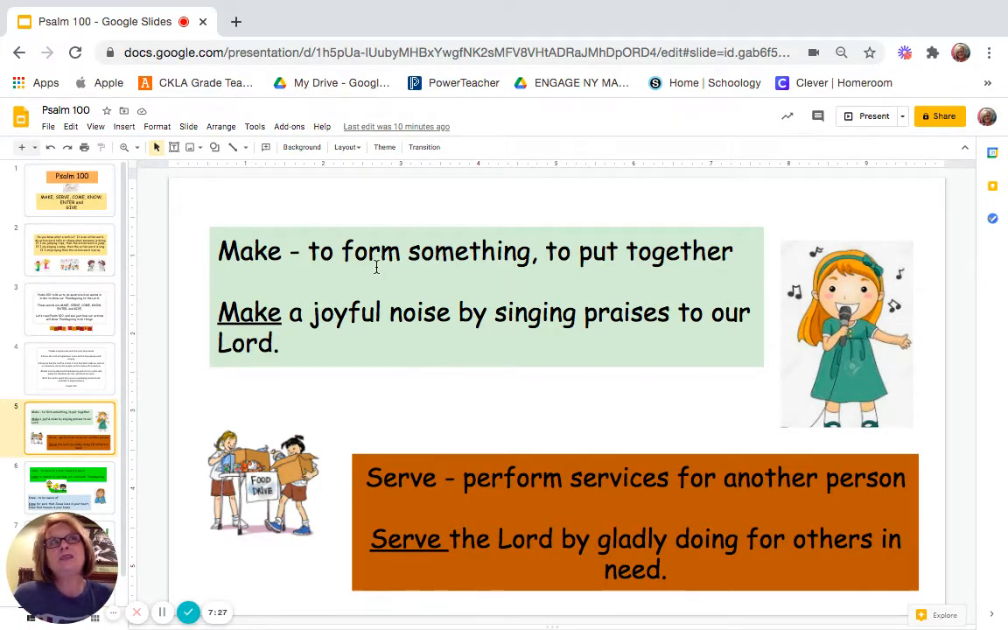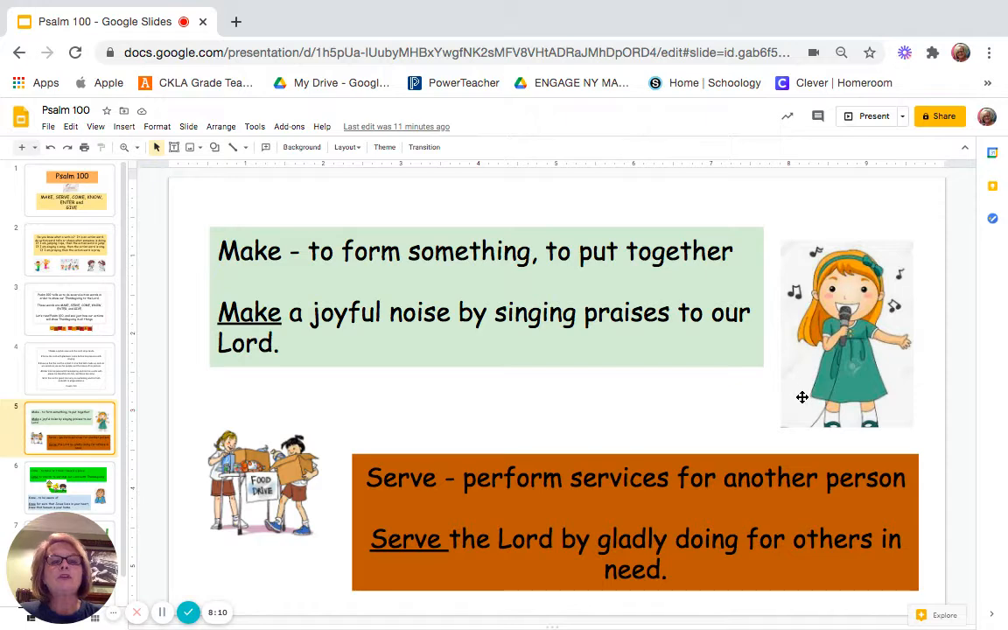Sometimes you can put more than one thing together to make something. You can even think about mommy making lunch or making dinner, and she has to put several ingredients together to make something. Okay, so if you make something, you've formed it, you've put it together. It's almost like you've invented it. It's there now because you made it. So Psalm 100 tells us to make a joyful noise by singing praises. That's one of the great ways to make a joyful noise. Now remember, noise doesn't always have to be an annoying thing. It's a beautiful thing when you make that joyful noise unto the Lord.